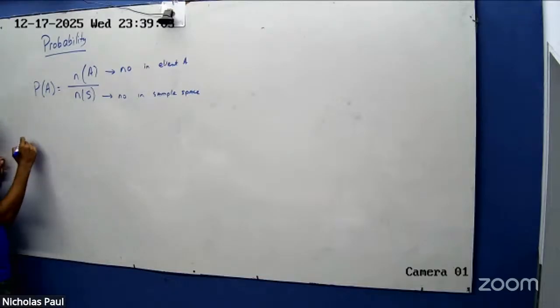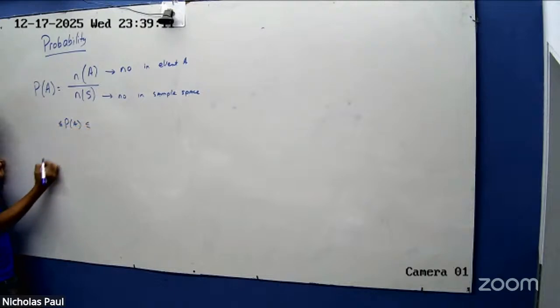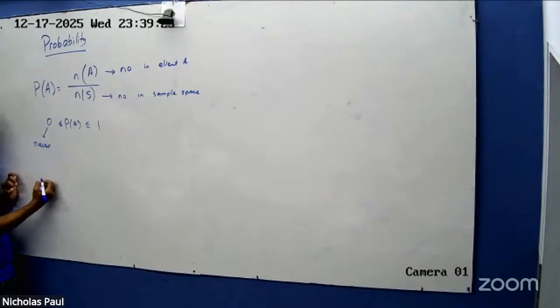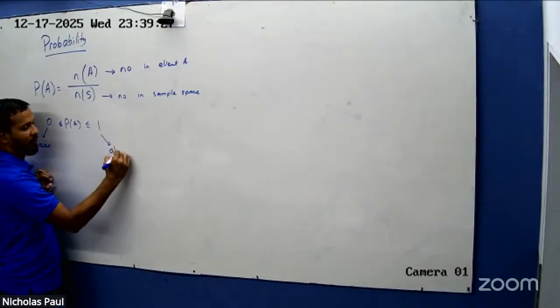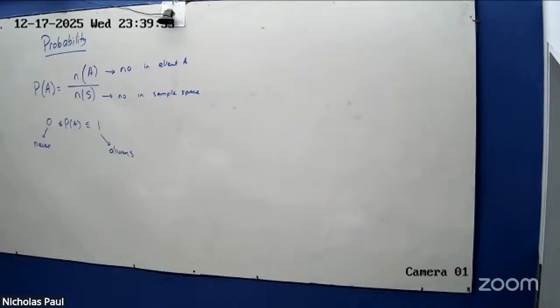Before we jump into anything, we should understand that all probability lies between what? Between 0 and 1. What does a probability of 0 mean? Never happen. What does a probability of 1 mean? It will always happen. So we need to remember that. If we get a negative probability, you did something wrong. If we get a probability more than 1, you did something wrong. So all probability lies between 0 and 1.